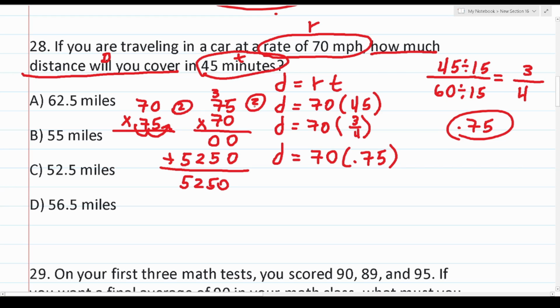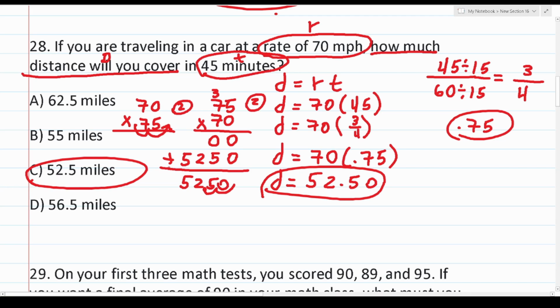That said, we have our decimals that we have to bring back into the left, so 1, 2. So we can see our distance is going to be 52.5. In other words, if you're traveling at a rate of 70 miles per hour for 45 minutes, you're going to cover 52.5 miles during that time.